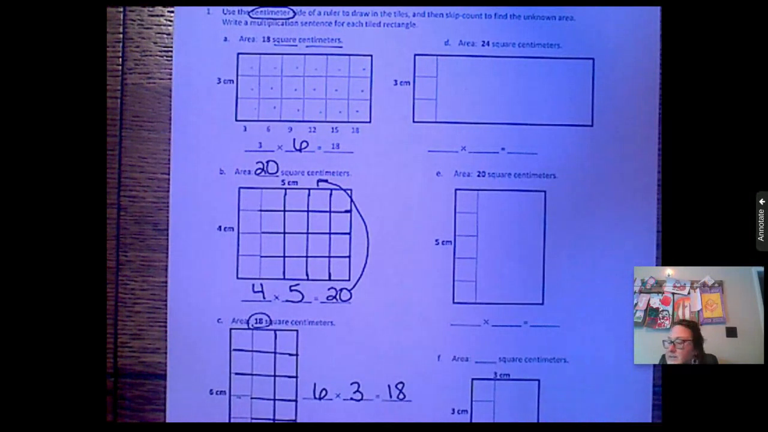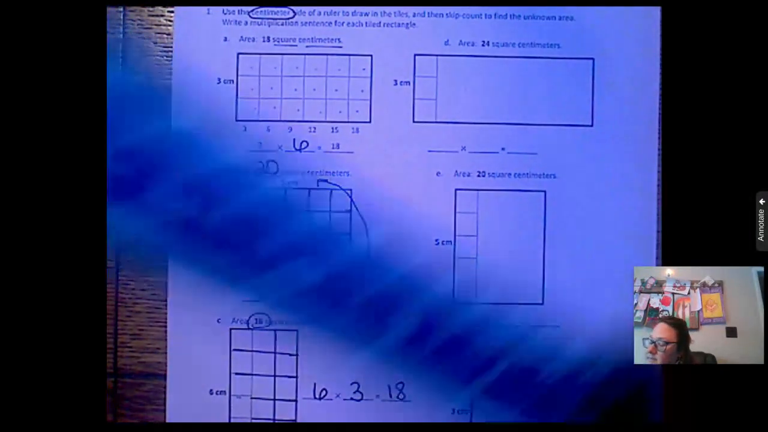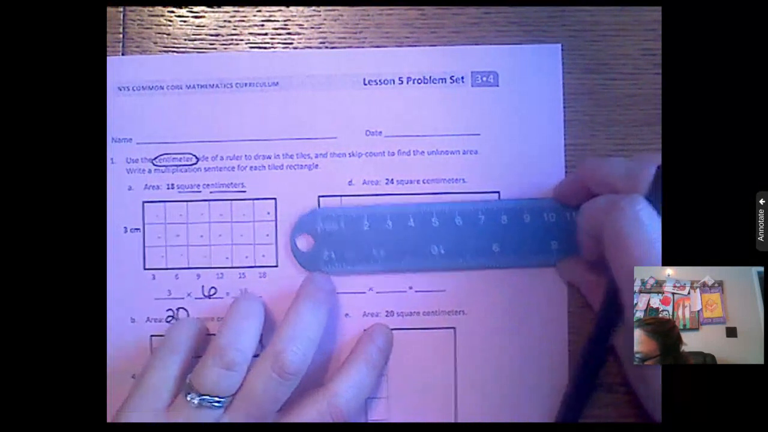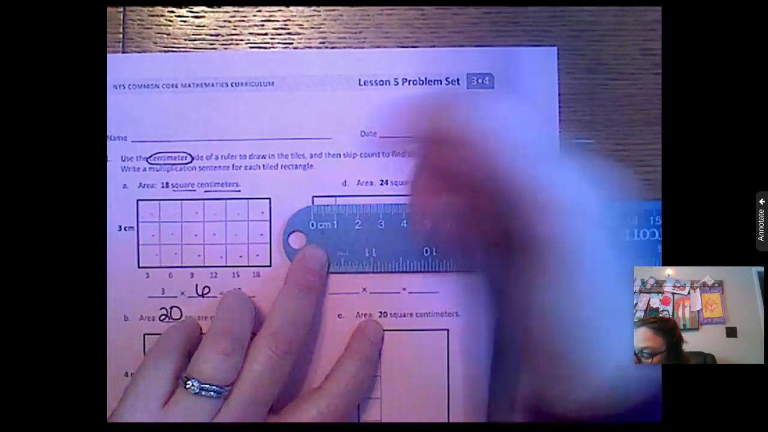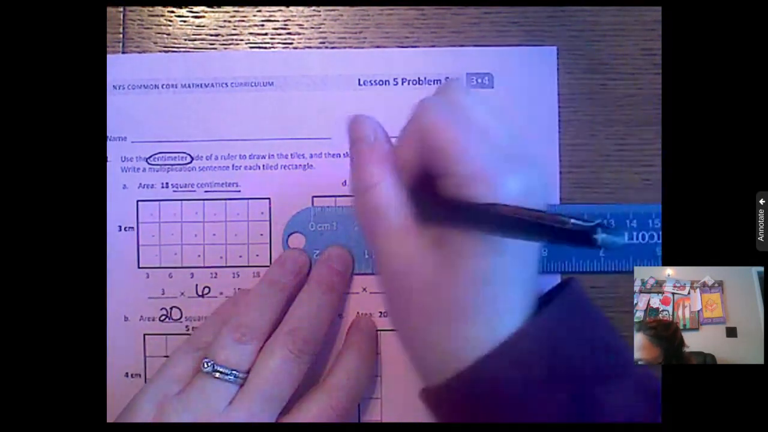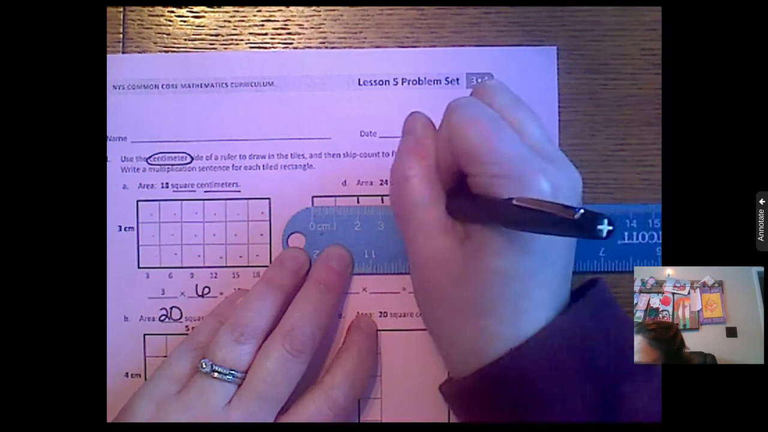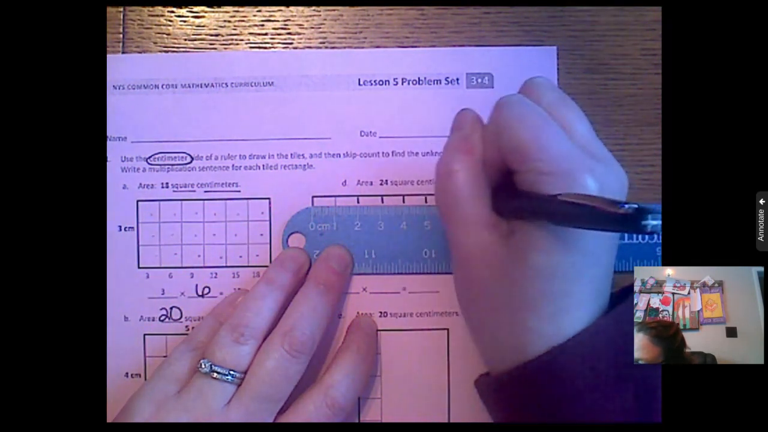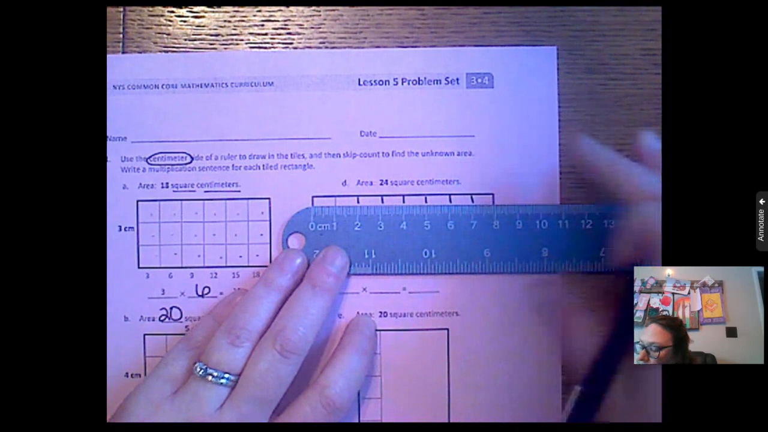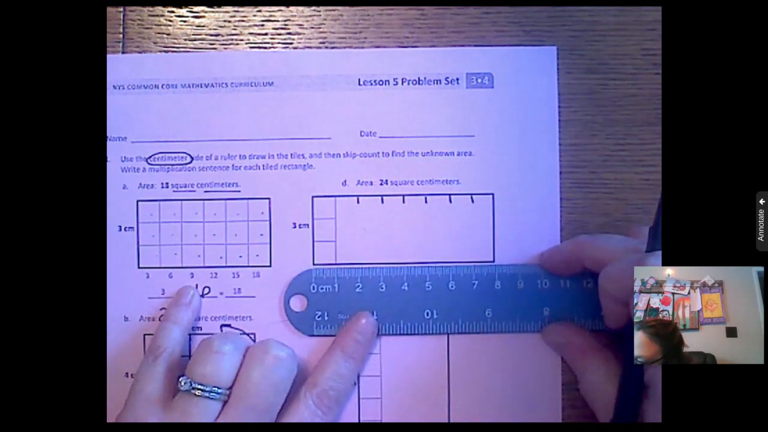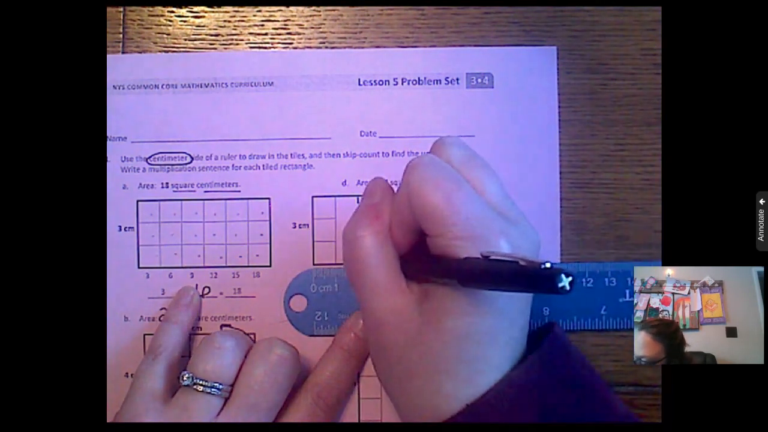So the same thing for D. We'll measure in centimeters. The whole thing is centimeters. It already tells us that the area is 24. So I'm going to mark tick marks for my centimeters. And the more and more you do this, it gets faster and faster, right? So I marked the top. I'm just sliding my ruler straight down to do the bottom.